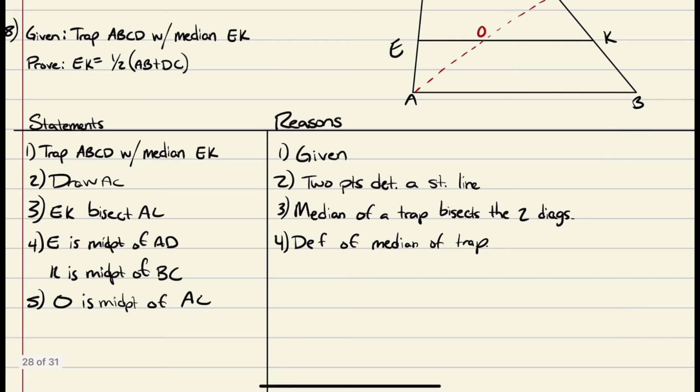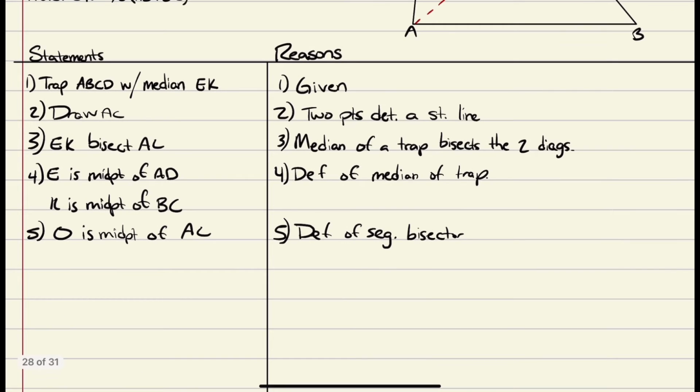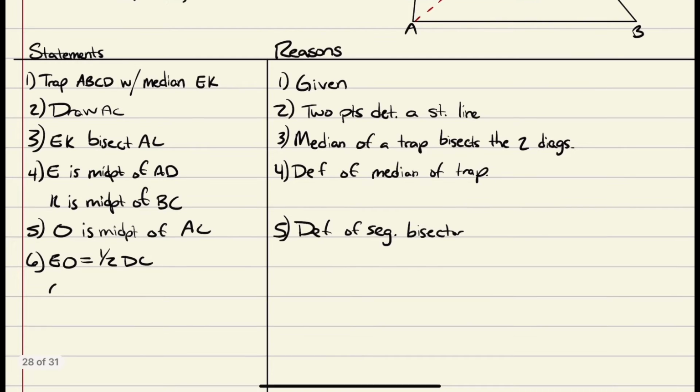Definition of segment bisector. All right, number 6. This is why this was important. We can now say that EO equals 1/2 of DC. We're also going to say that OK is 1/2 of AB.